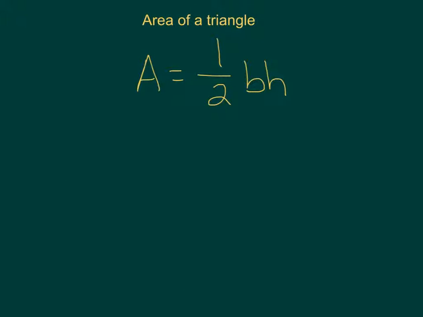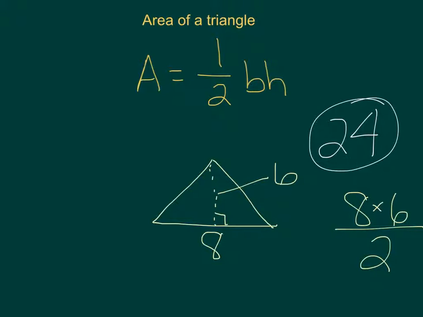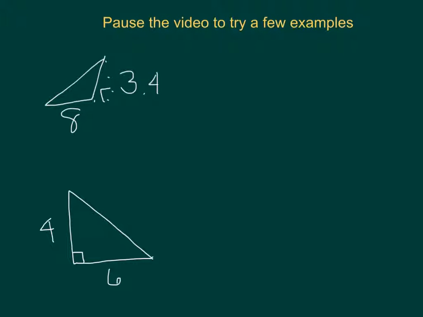The formula for finding area of a triangle is 1/2 base times height. So if we have a triangle, typically the height is identified with a right angle, and let's say this one was 6, with the base being 8, you would multiply 8 times 6, and then you're going to divide that by 2. So this would actually be 24. Pause the video to try a few examples.